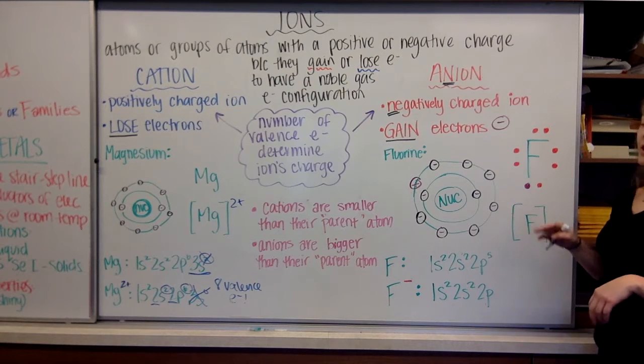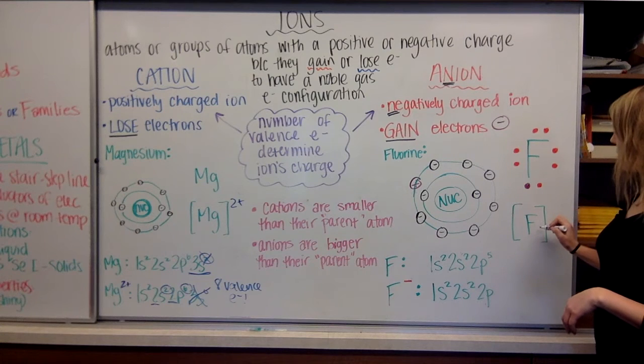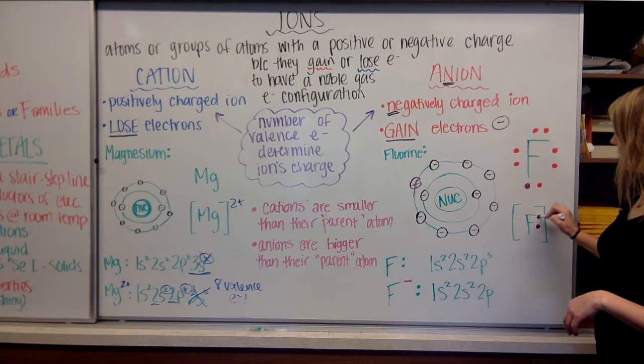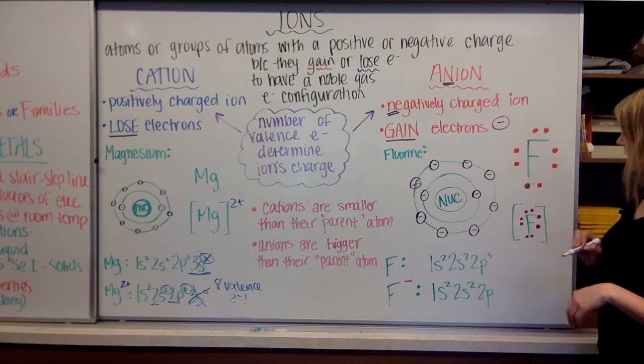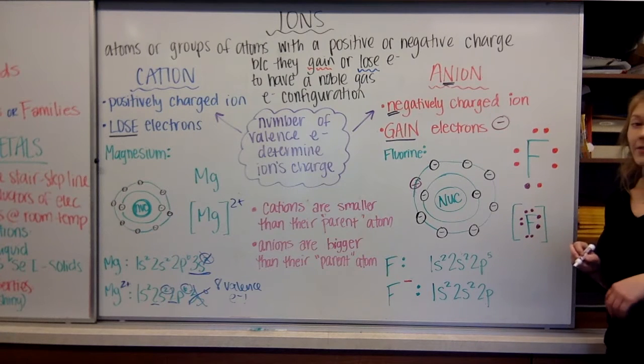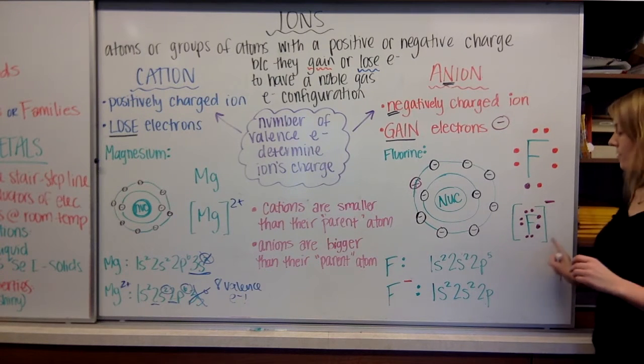When we draw the Lewis structure for the fluoride ion, we see there's our 2 in the s, then 1p, 1p, 1p, another p, another p, another p. We have a full valence of electrons right there, and fluoride has a negative charge. So that's the Lewis structure for the fluoride ion.